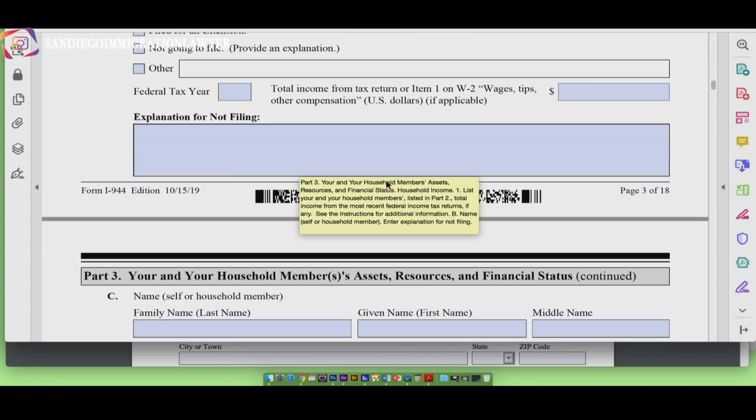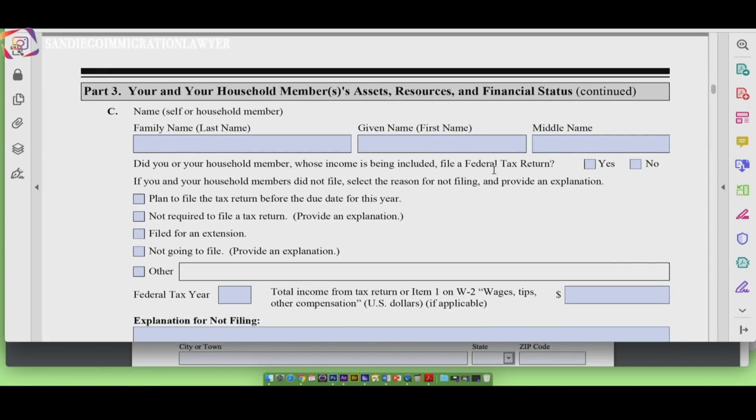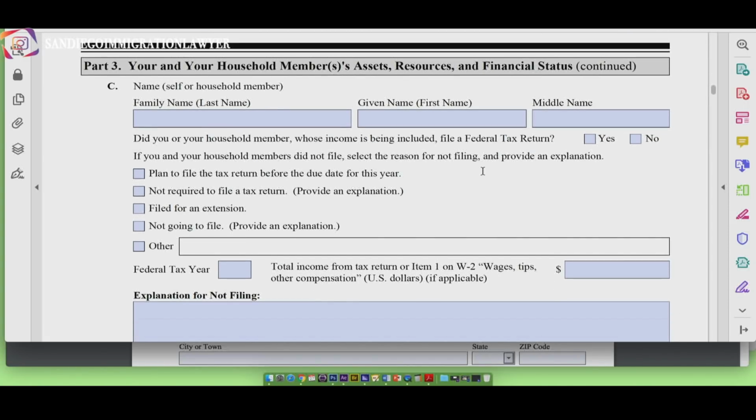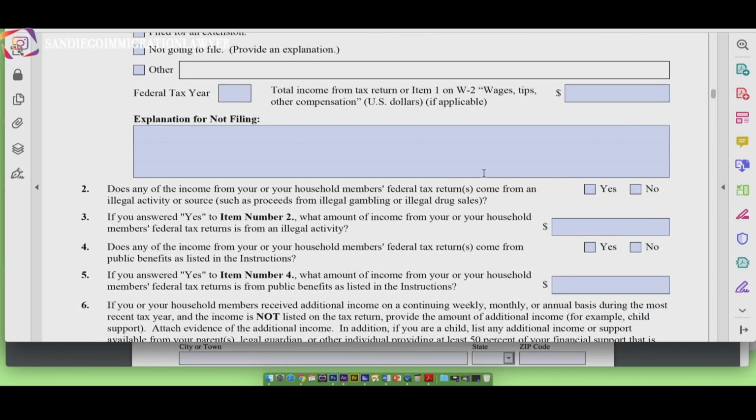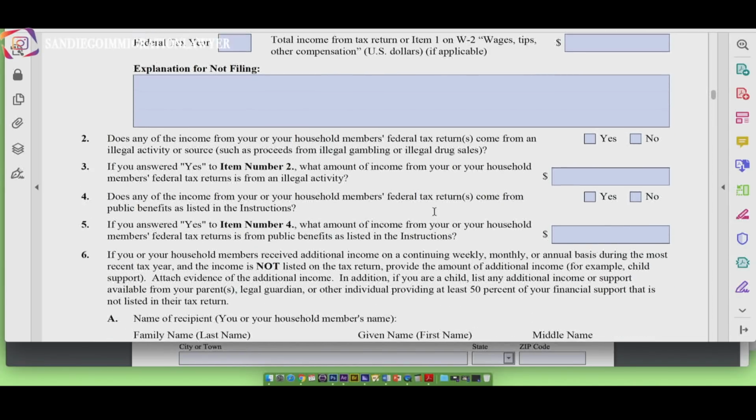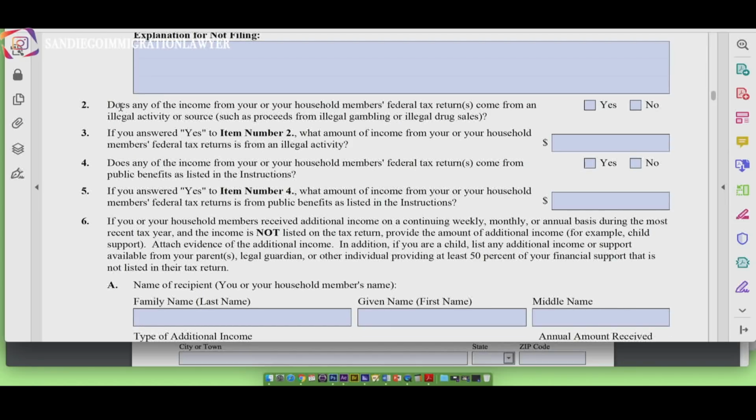So on part 3, it continues with the same type of information, but then it goes on to new questions, and these questions are for both you and your household member. Does any of your income come from any of the income from your or your household member's federal tax return come from illegal activity, such as illegal gambling or illegal drug sales? Hopefully all of you answer no there, but if you should answer yes, you're going to have to enter an amount that comes from the illegal activity.